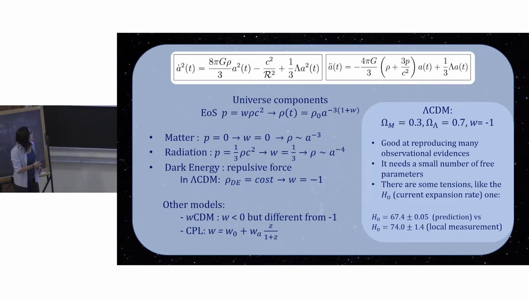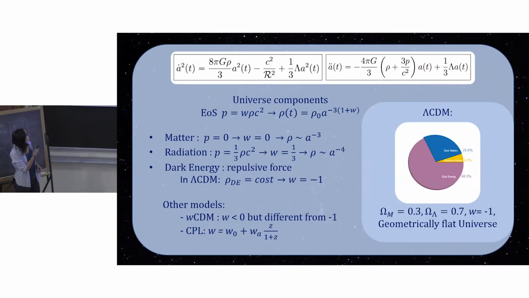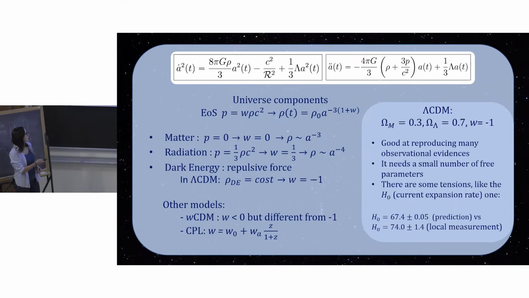W is the coefficient of the equation of state, here for dark energy. So it has to be -1. So we must have that the pressure is -ρ. And so if we want the dark energy to have a constant density with time, you see that the density goes as the scale factor to the -3(1+W). So this W must be -1 if you want this to be constant. So this is in the standard model.